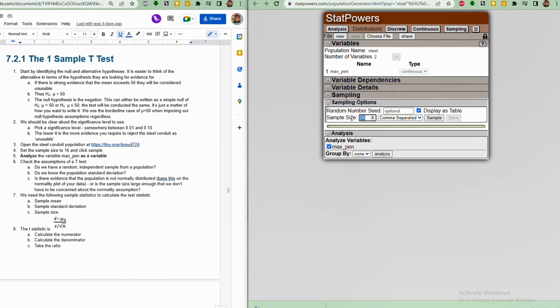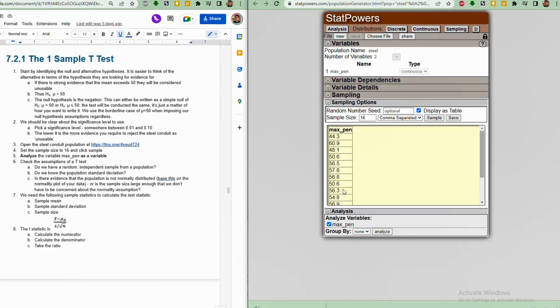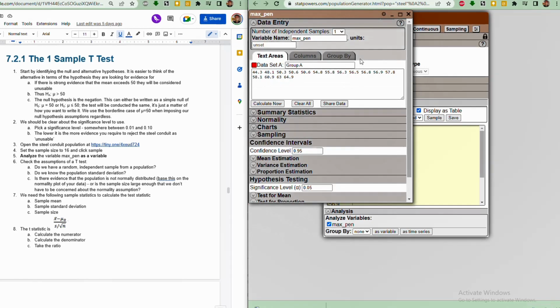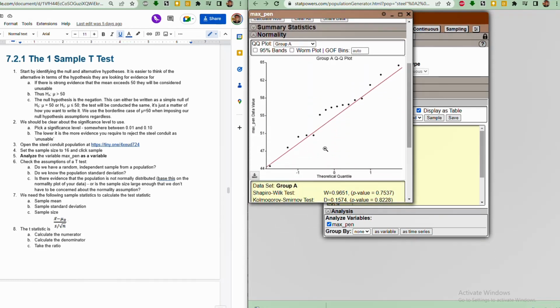We're going to set a sample size of 16, and then I'm going to click sample. That's all you need to do to get your values. You're just going to get 16 random values of max penetration. And then we're going to analyze those as a variable. When you do, the kinds of things you'll be looking at when you're doing a t-test are, first, you should check to see whether or not there's any evidence of non-normality. You look at a QQ plot. There's always going to be some variation from the diagonal, especially with a sample as small as 16.